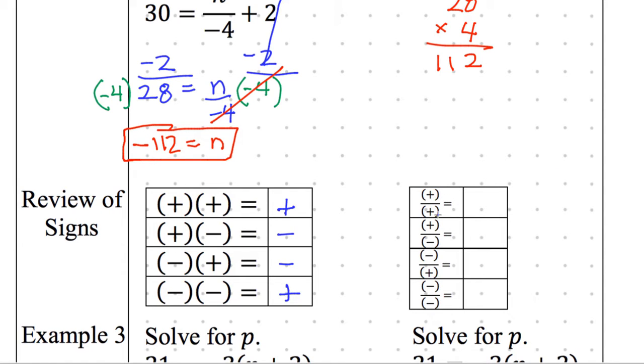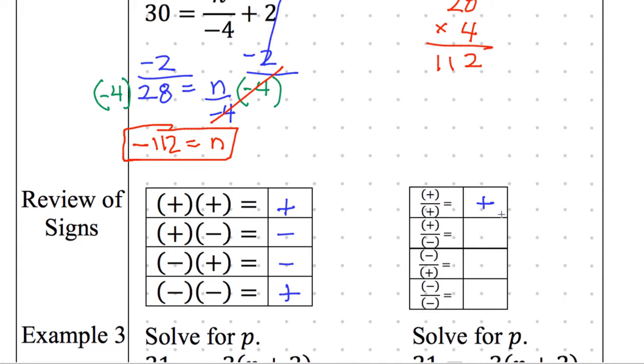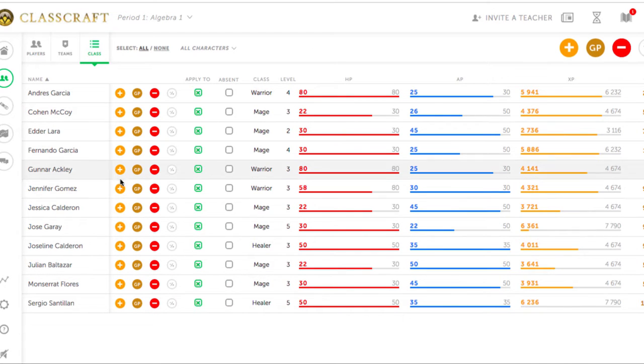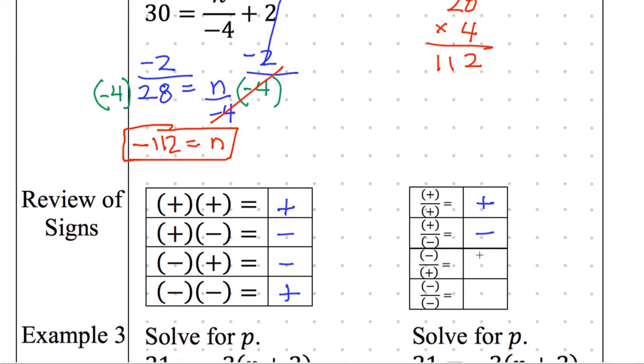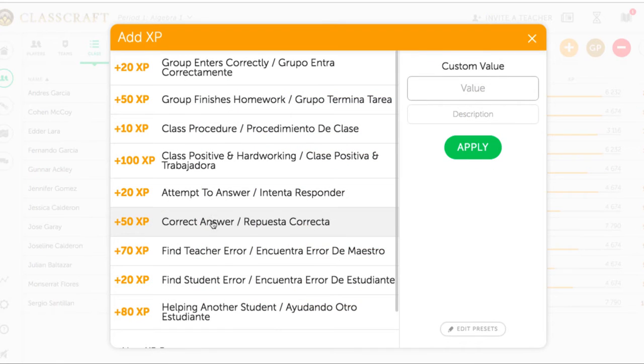All right. What about when I do division? A positive divided by a positive is what, Sergio? Positive. A positive. A positive divided by a negative is what, Fernando? Is negative. Write it down in your notes. You'll have it forever and ever. A negative divided by a positive is what, Jose? A negative.